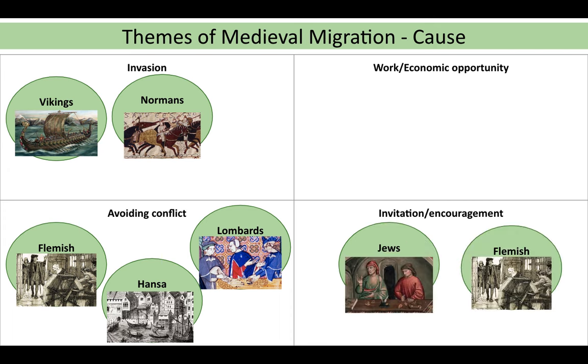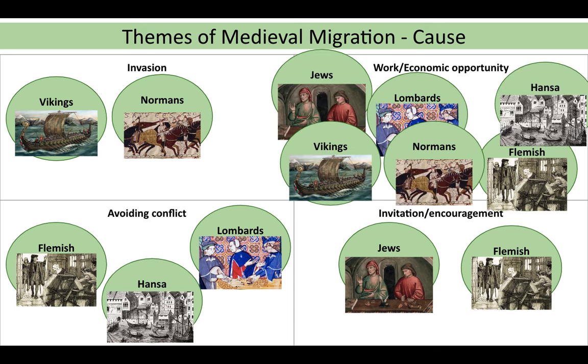When it comes to being invited to the country, the Jews are invited by William the Conqueror to practice usury, and the Flemish weavers are encouraged to come to the country by the king, who wants them to use their wool weaving skills. Obviously, the key reason is economic opportunity, because all six groups partially come because there are opportunities to make money in England.